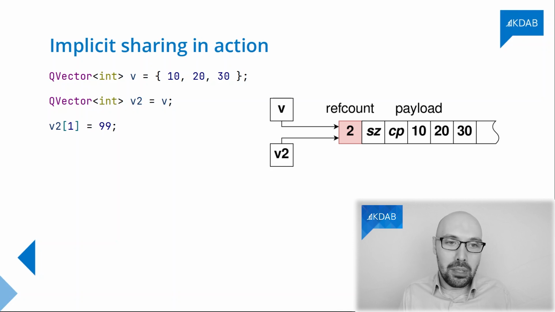Now, the square bracket operator is a function of QVector, and that function, in this particular instance, is a non-const function. So the first thing that happens is that Qt will check the reference counter value. If that reference counter is bigger than 1, it means that v2 is currently being shared with somebody else, which indeed it is in this case, it's shared with v. And this means you cannot do the modification right away. You need to do a deep copy. You need to detach v2 from the shared data.